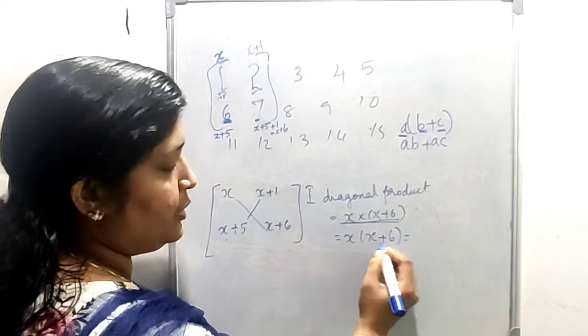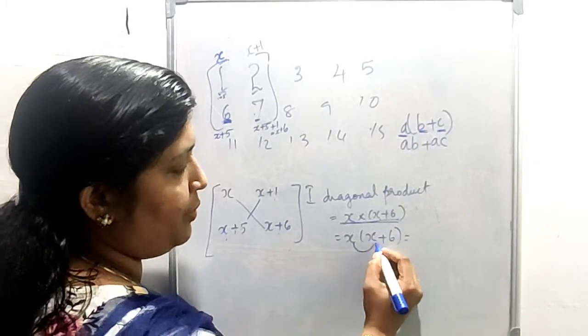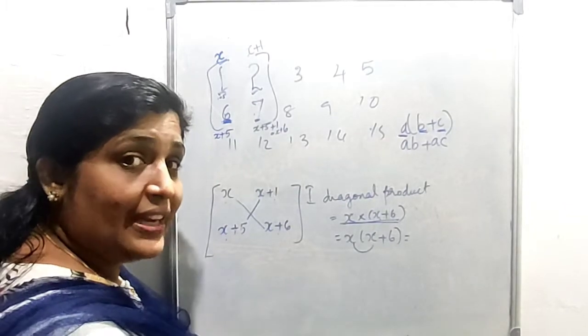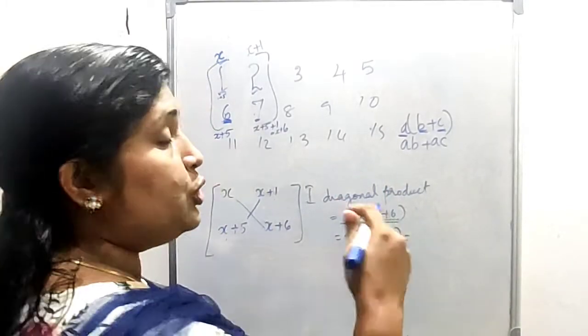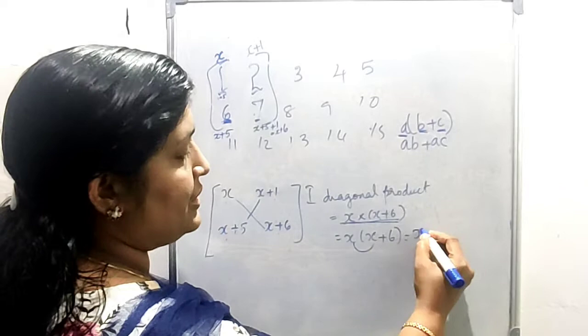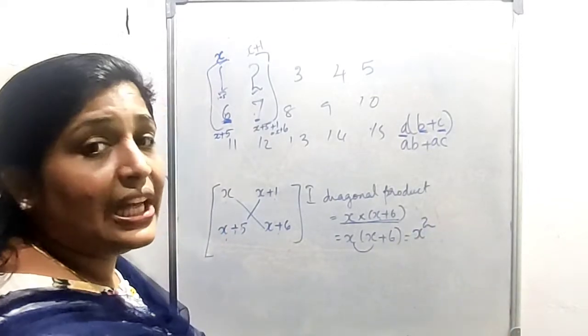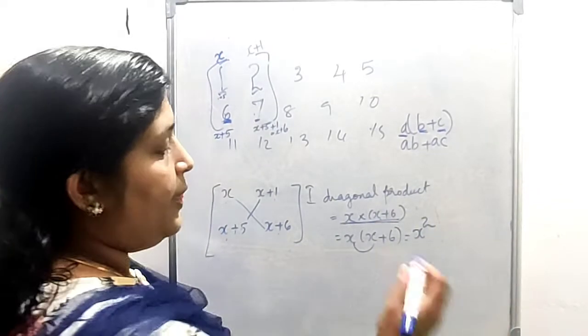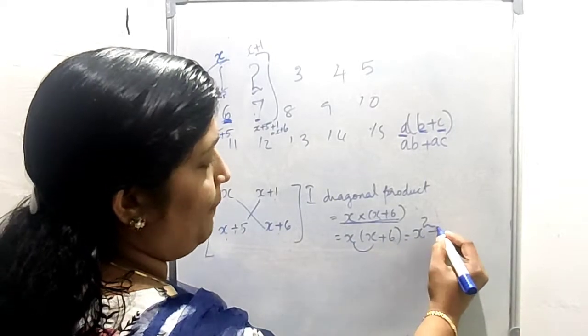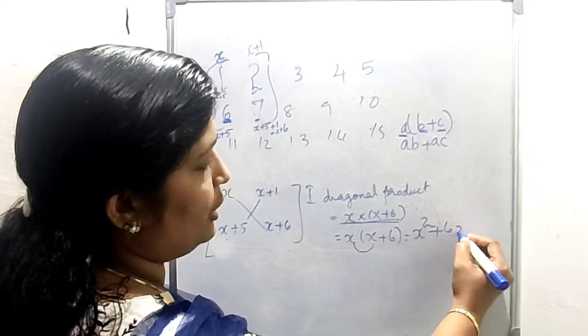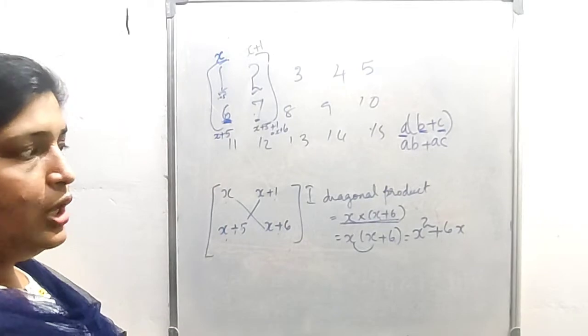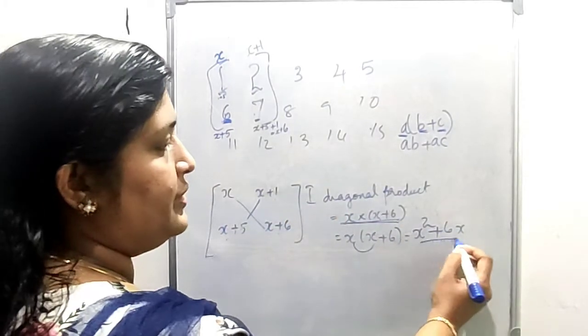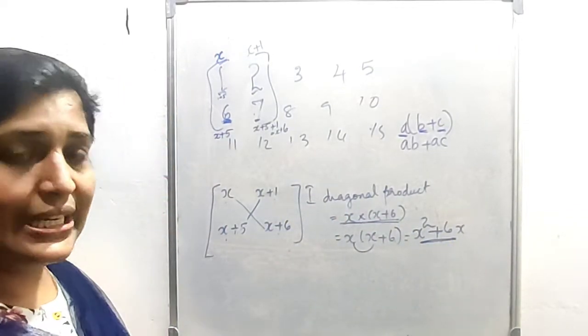So x into x plus 6. First x into x. What is x into x? Yes, a number into the very same number gives the second power of that number, that is x square. Then 6 into x is equal to 6x. So the first diagonal product is equal to x square plus 6x.